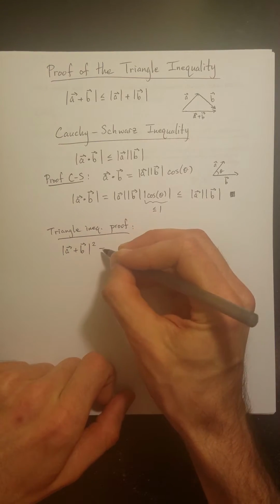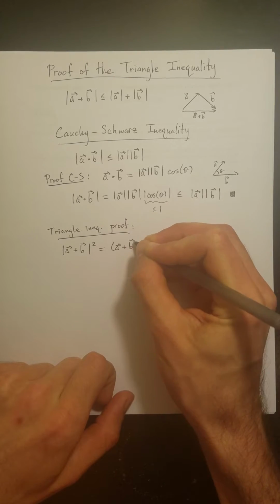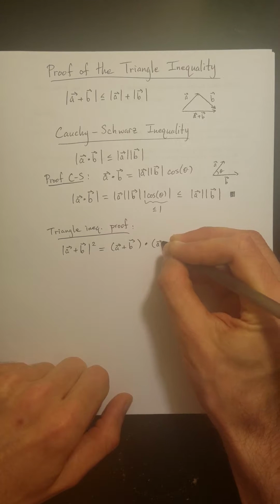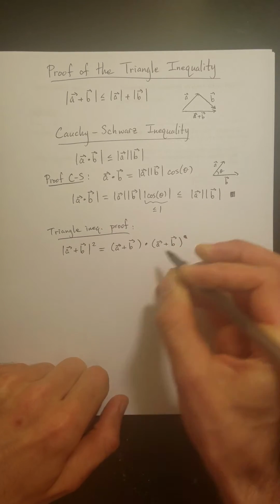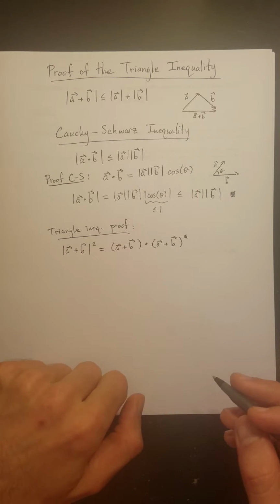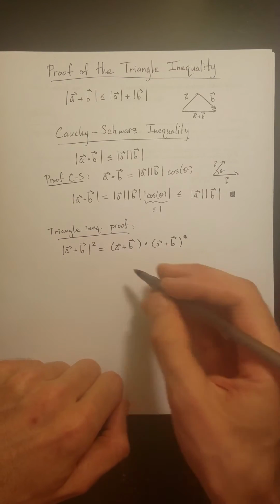And so we know that this is equal to, if we take the vector itself, which in this case is a plus b, and then just dot it with itself, right? Any vector dotted with itself gives us the length of that vector squared. So in this case, a plus b is our vector, and so we go ahead and dot it with itself to get the length squared.